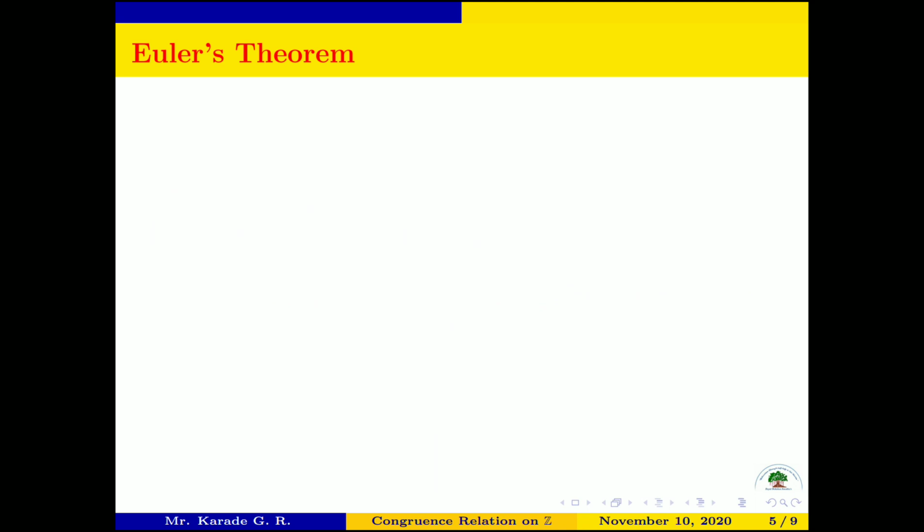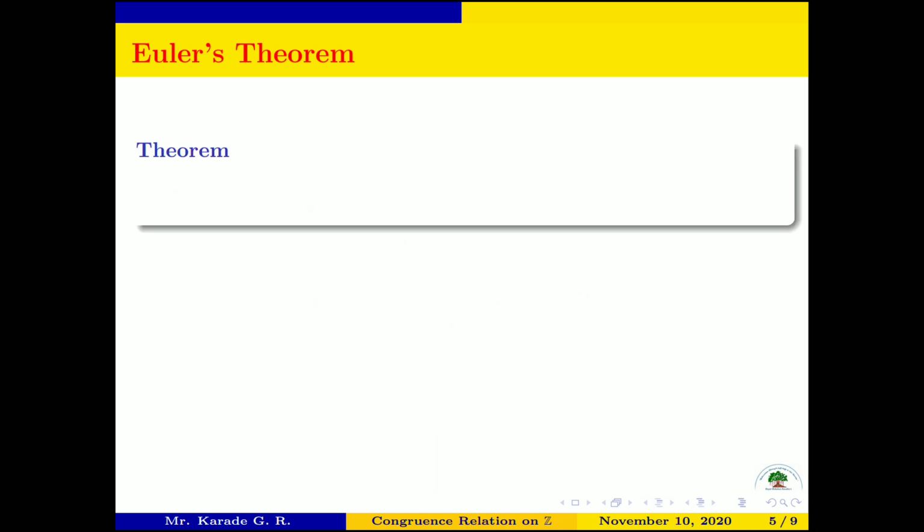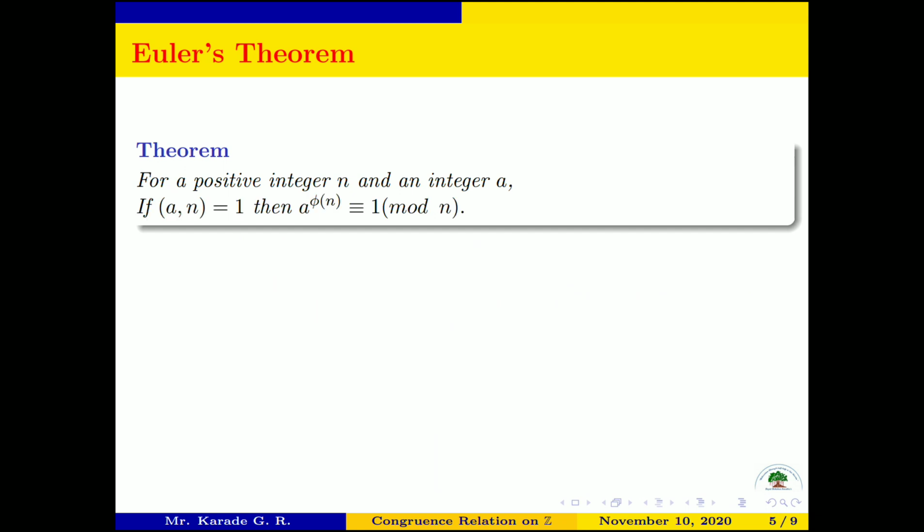and its corollary. Okay, so now the next theorem is Euler's theorem, and the statement of Euler's theorem is: for a positive integer n and an integer a, if GCD of a and n is equal to 1, then a raised to the power phi of n is congruent to 1 mod n.